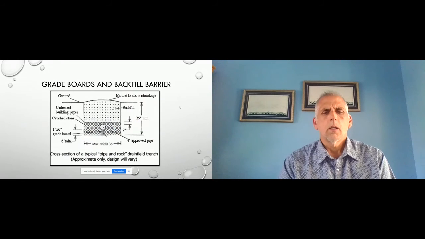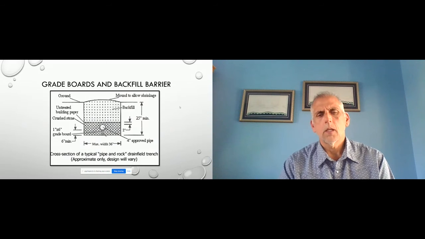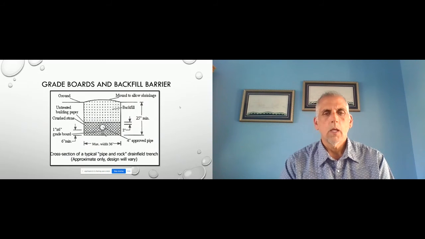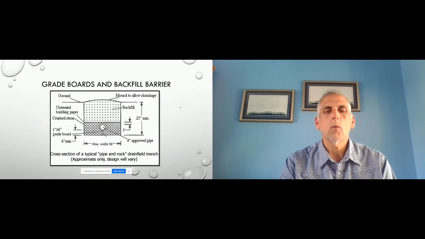When I started, there would always be a grade board, and that grade board was placed... it was a 1x6 board. You see it in the center, placed in the bottom of the ditch, and then your 4-inch corrugated pipe was placed on top of that grade board. Basically, all it was was something to show you where the 6 inches was, and then you could start your 4-inch pipe and then cover it back up with more stone. They also would have a backfill barrier above the gravel to keep the soil from penetrating into the gravel. Neither of these are required now.